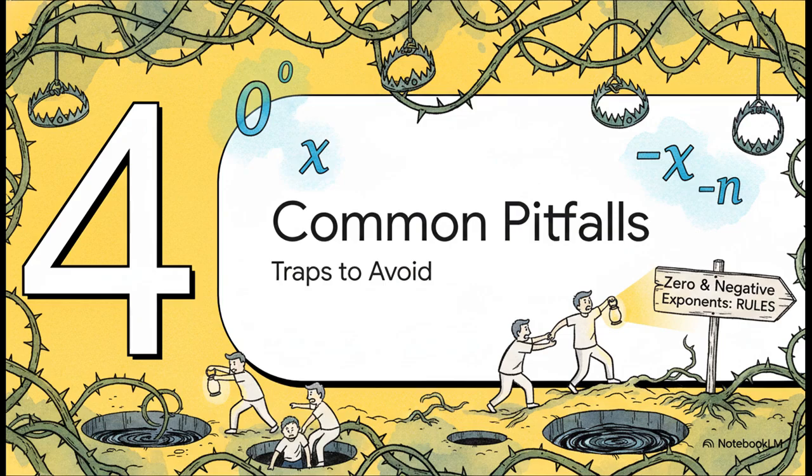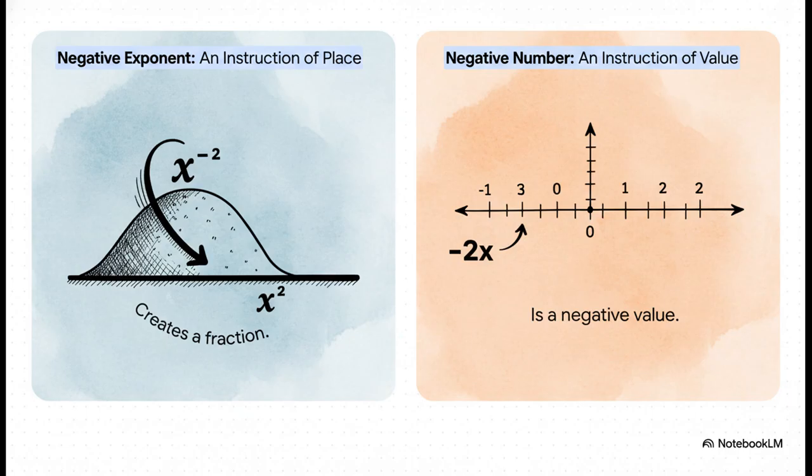Now, these rules are pretty straightforward once you get the hang of them, but there are a couple of classic mistakes that are super easy to make. So let's shine a light on them so you can avoid those traps. Okay, this is probably the number one most important thing to get straight in your head. A negative exponent does not, I repeat, does not make a number negative. A negative exponent is an instruction about position. It tells a term to move across the fraction bar. A negative sign out front, the coefficient, that's about value. It's telling you the number is less than 0. They mean two totally, completely different things.